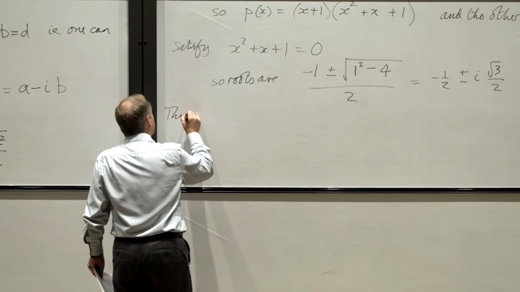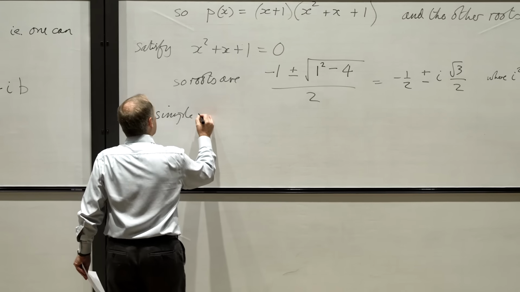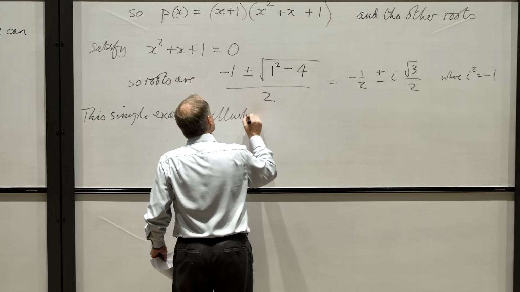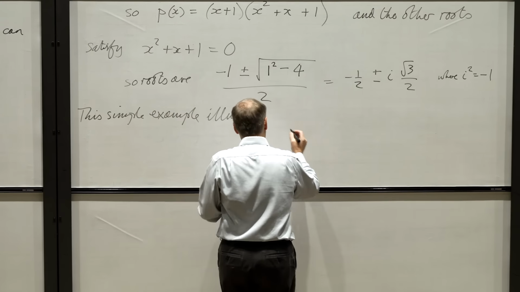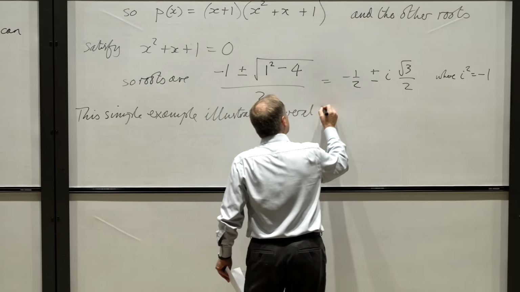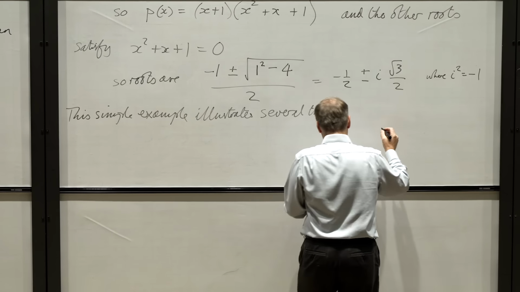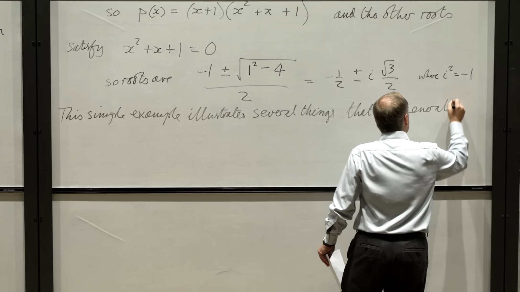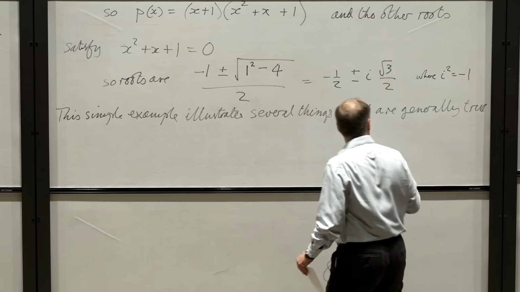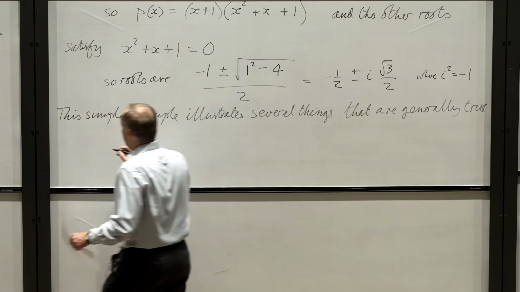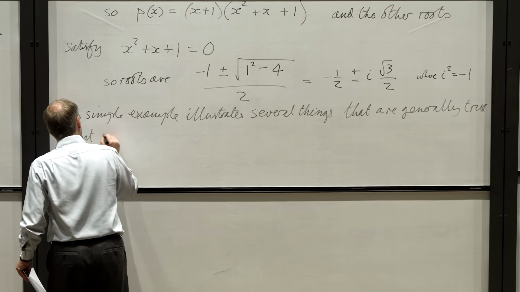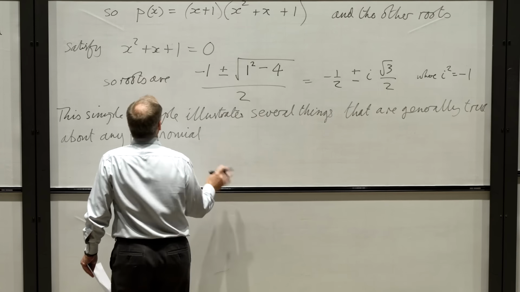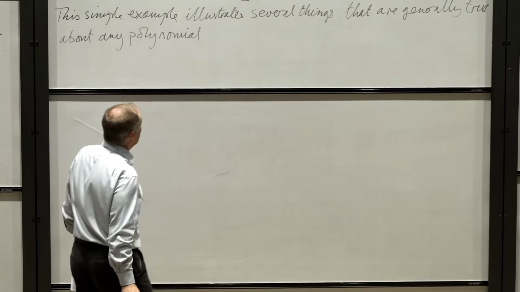So this simple example illustrates several things that are generally true. Things that are generally true about any polynomial. So I chose specifically a cubic there, but there are several things that any polynomial will satisfy.